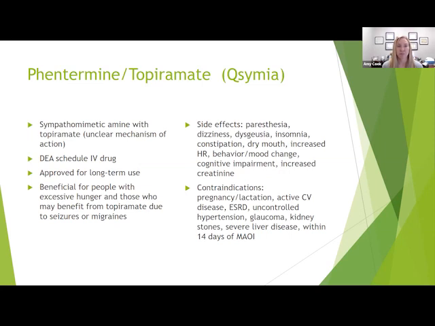Moving on to phentermine and topiramate, it is put into an extended release form and branded as Qsymia. It's a sympathomimetic amine with topiramate, which has an unclear mechanism of action for weight loss. Because of the phentermine, it is again the Schedule 4 drug. This one is approved for long-term use, and it is beneficial for people who have excess hunger or who may benefit from topiramate with use for either seizure disorder or migraines.